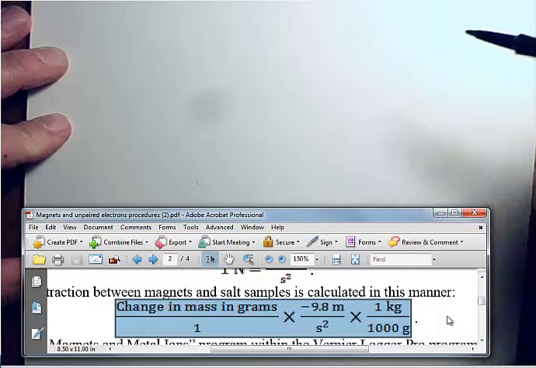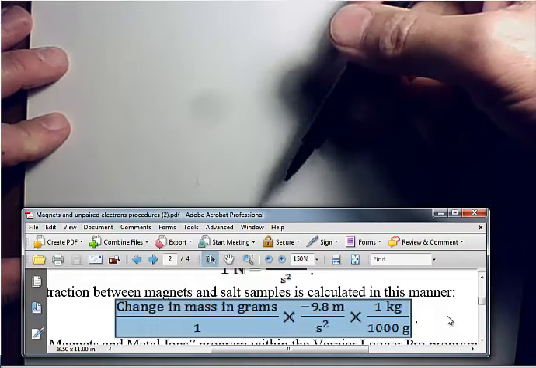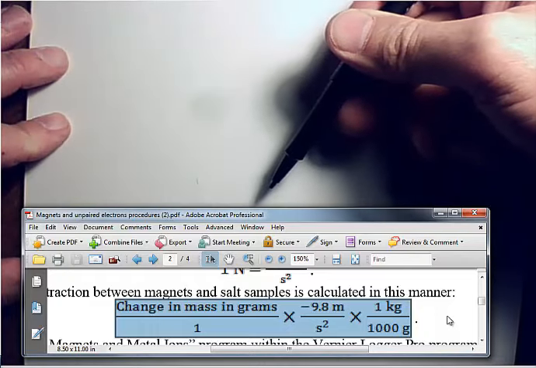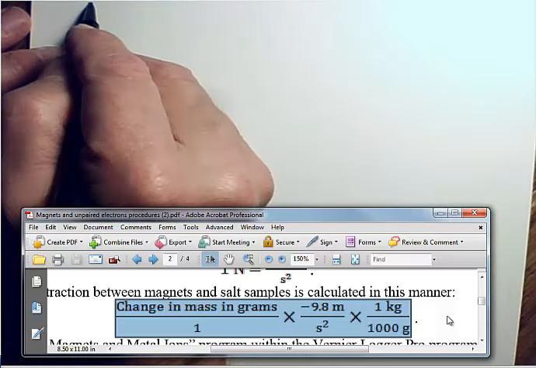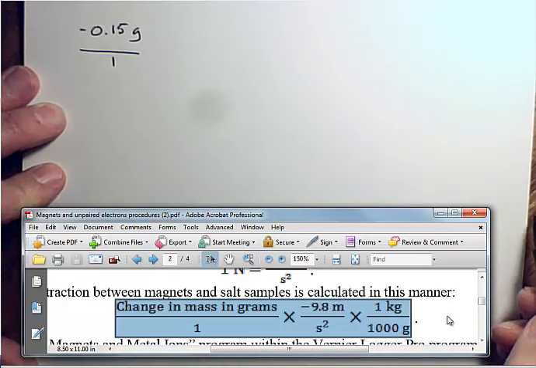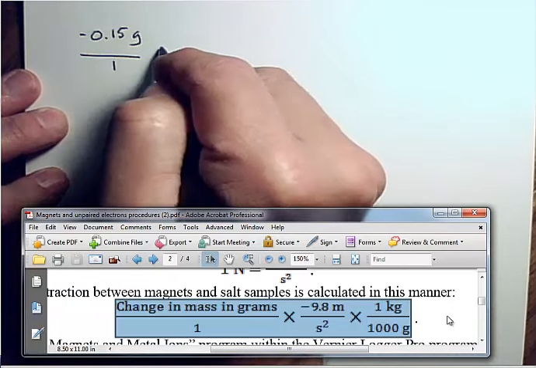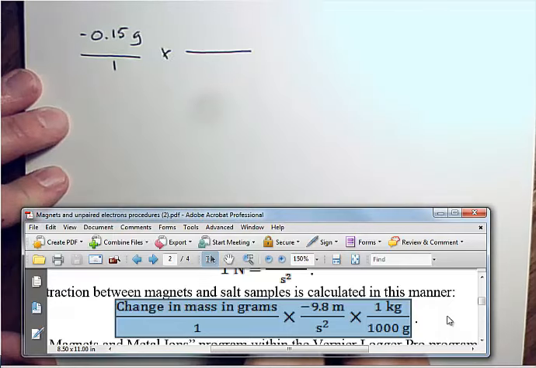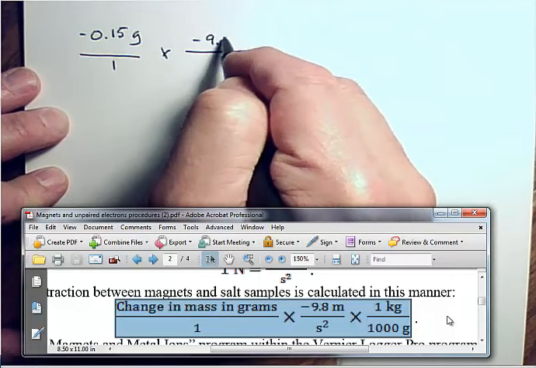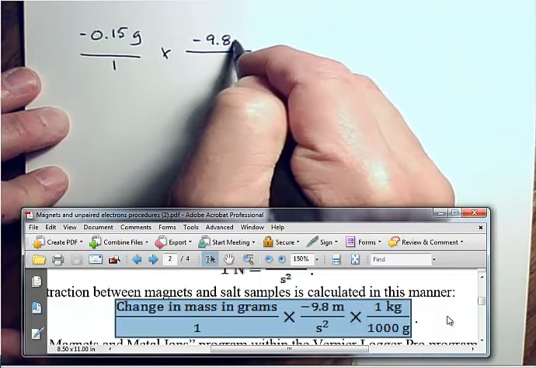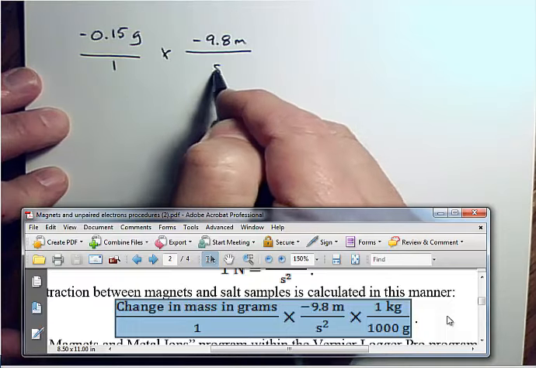According to what we have here in this equation, we're going to do change in mass in grams on the top, and we'll make it a fraction, put over 1. That's what it is. Why is it negative 9.8? Gravity due to something. Maybe you need to go back and watch this video. Just saying. I have a quick question.